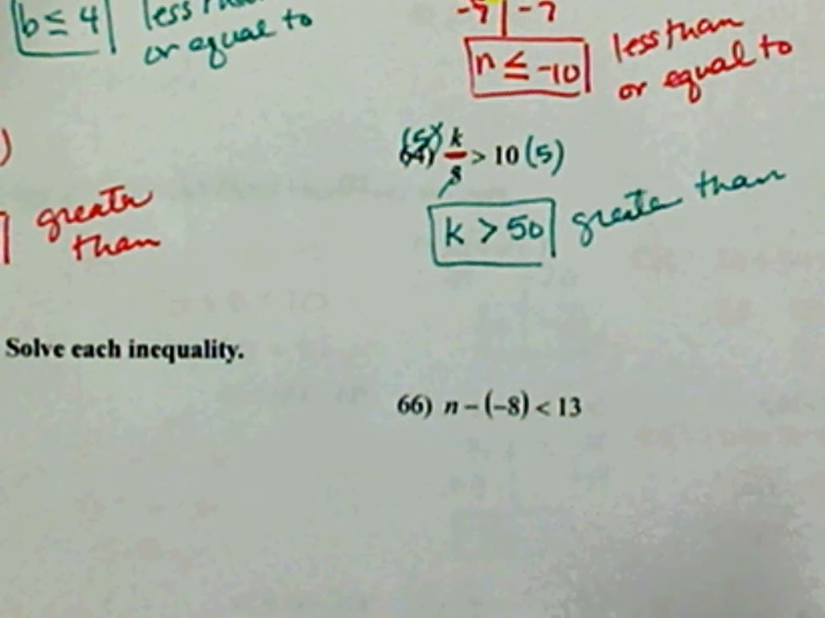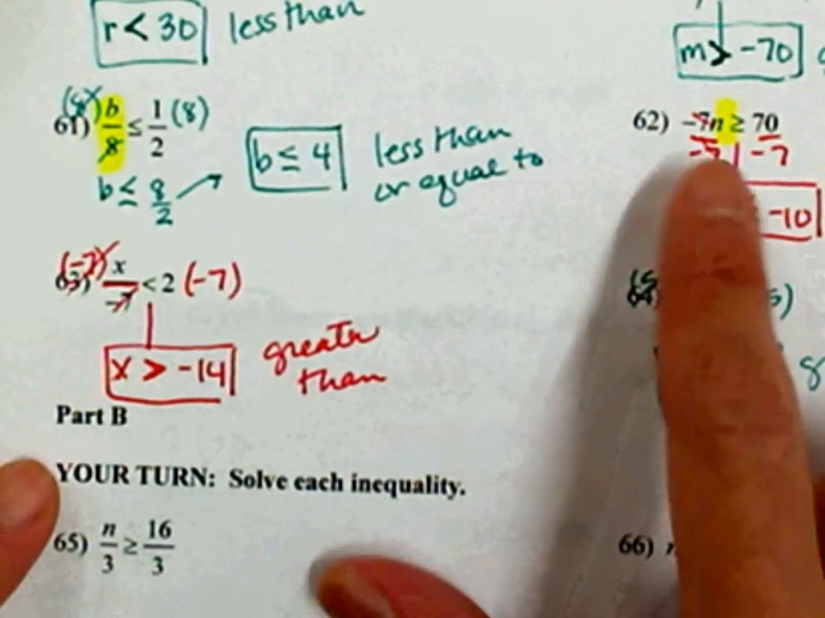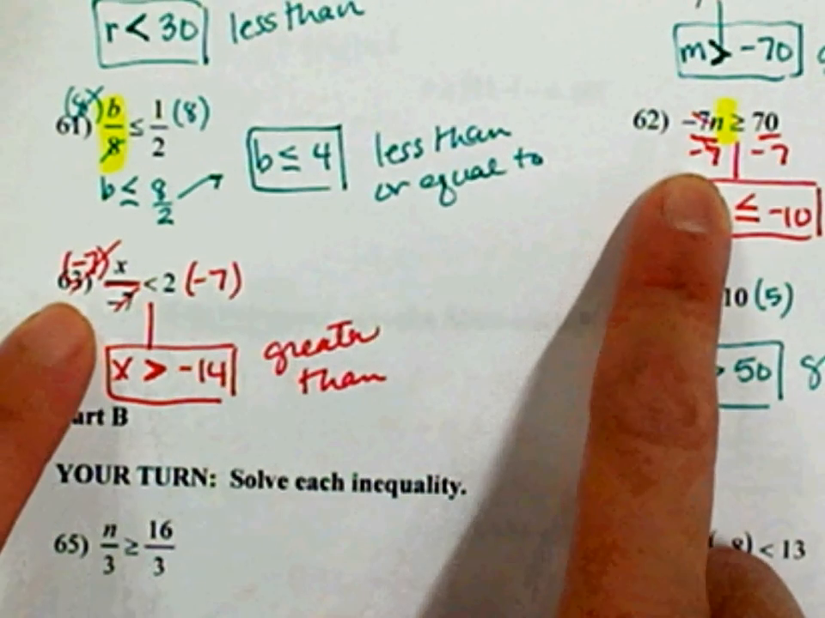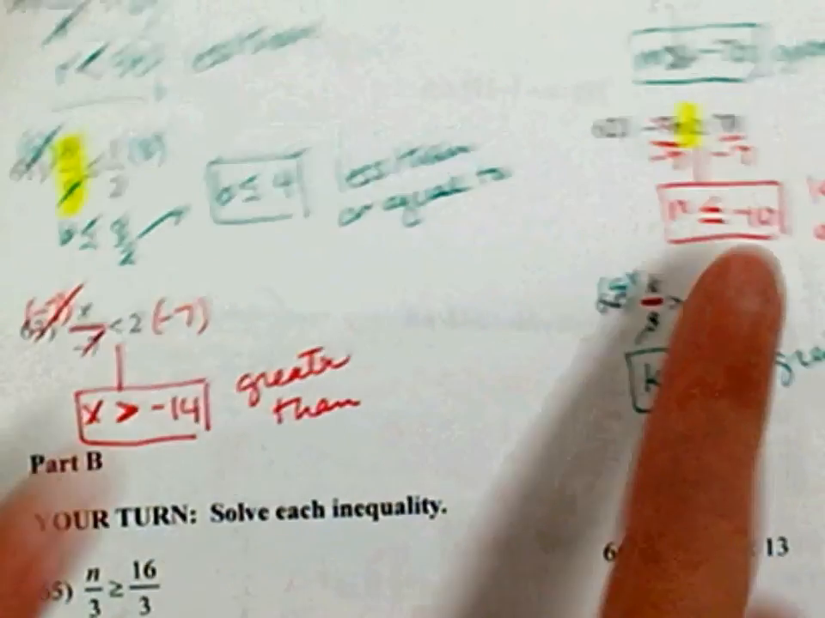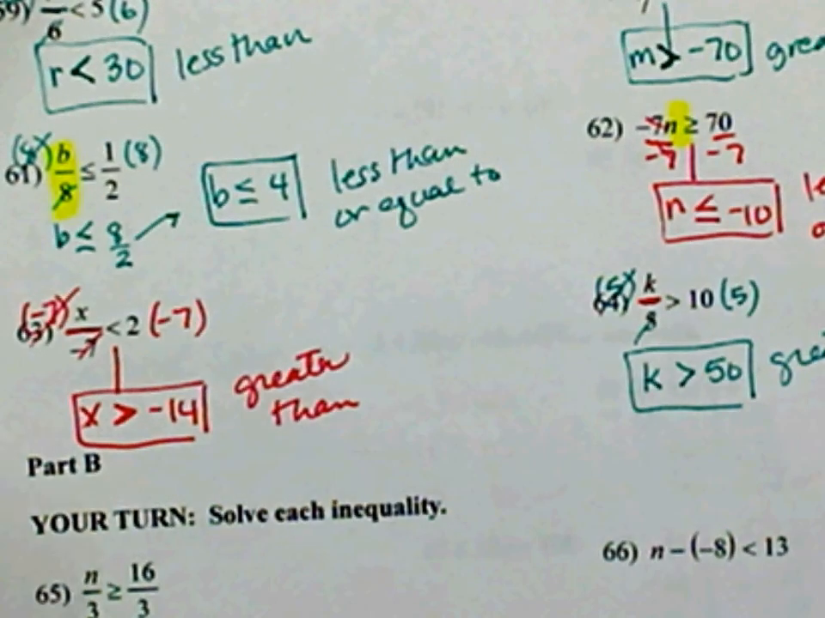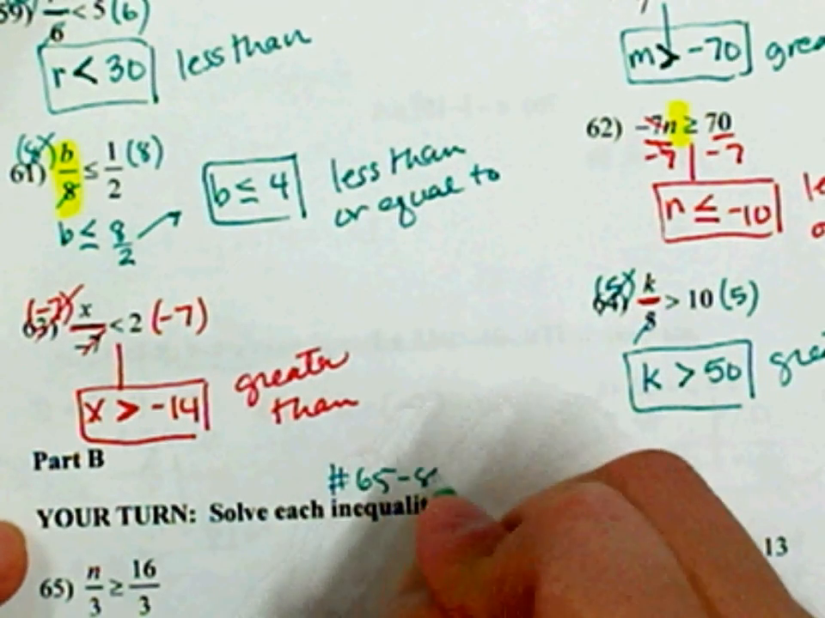Okay. If you have any questions, let me know. Just remember, when you multiply or divide by a negative, you change the sign. Flip it over. Okay? Good luck. I need you guys to finish the rest of this. This will be number 65 to 84. So make sure you get all that done. Thank you.